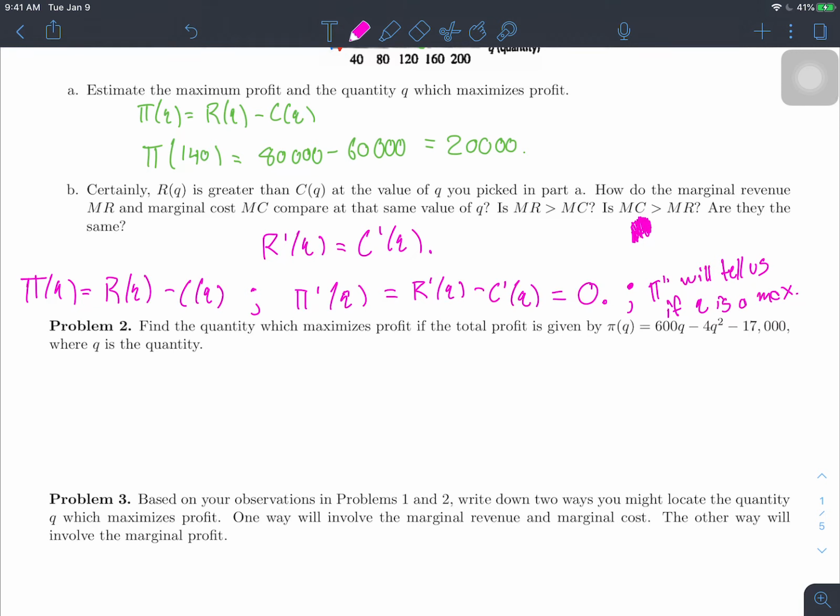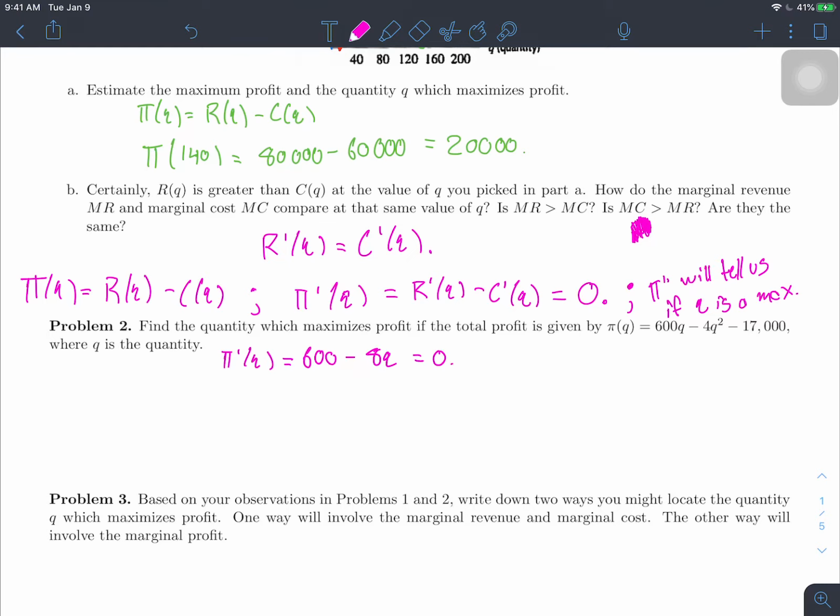Okay, so find the quantity which maximizes the profit if the total profit is given by pi of Q equals 600Q minus 4Q squared minus 17,000, where Q is the quantity. Well, I just want to maximize this profit function here. So I'm just going to take the derivative, pi prime of Q, which is going to be 600 minus 8q. And I'm going to set it equal to 0.